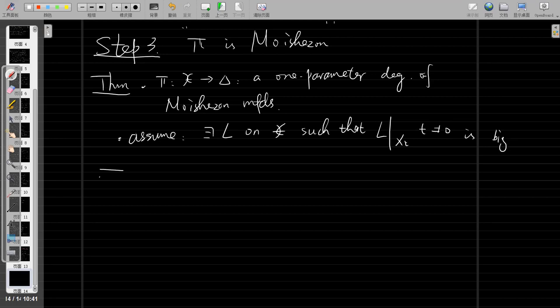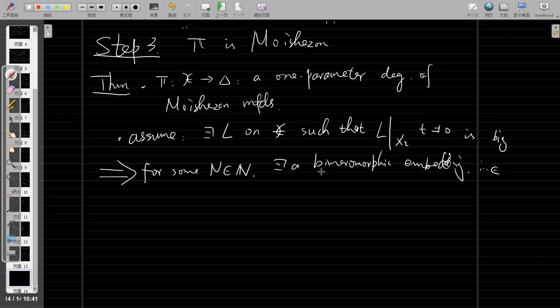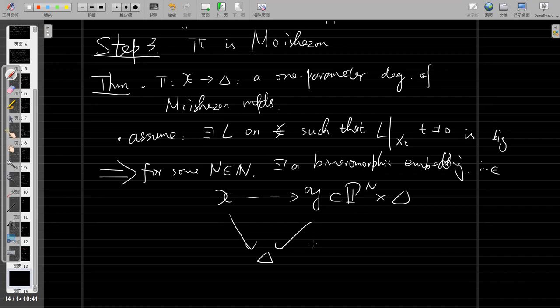Then we can get the following bimorphic embedding. That means for some N in the natural numbers, there is a bimorphic embedding of X into P^N times delta over delta. K by definition is projective, right? And actually you can get that pi is Moishezon. So we can prove pi is Moishezon here. This is the complete main strategy for both theorems.